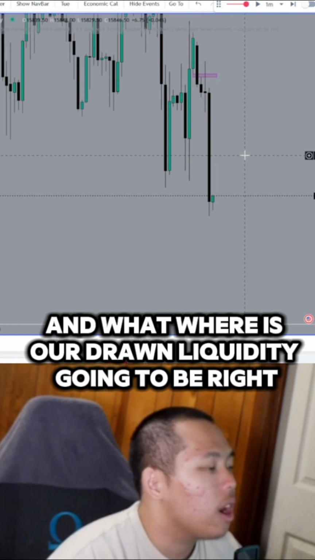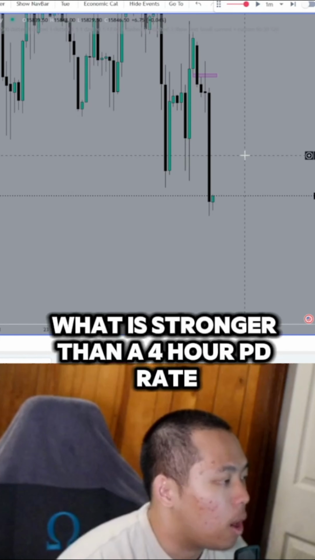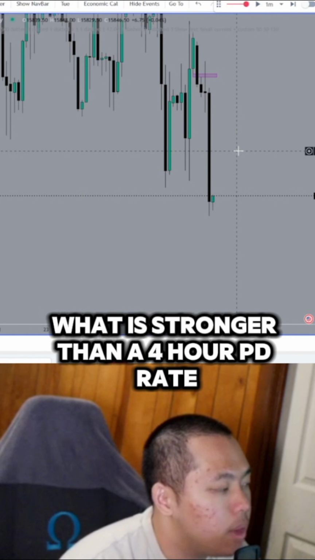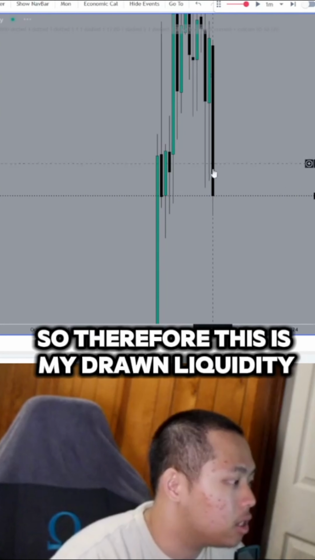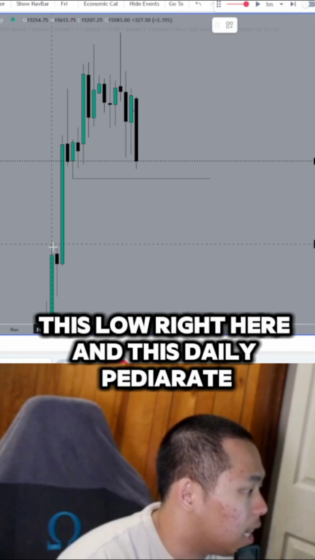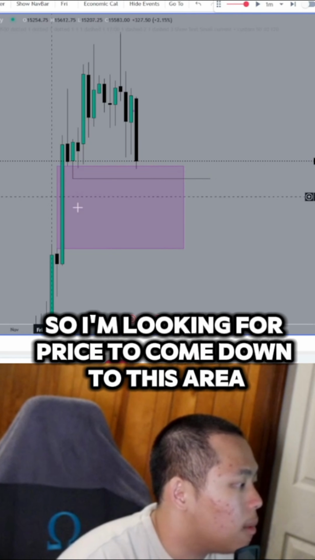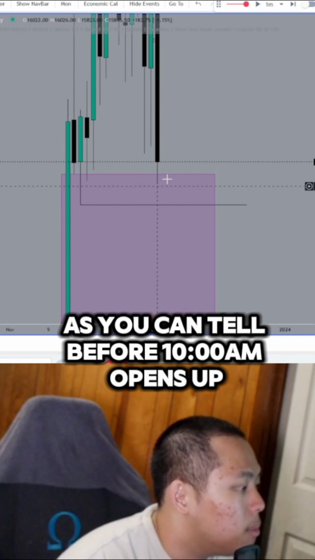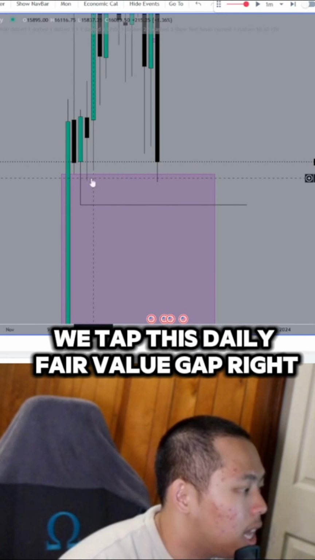And where is our draw on liquidity going to be, right? What is stronger than a 4-hour PD array? A daily fair value gap, right? So therefore, this is my draw on liquidity, this low right here, and this daily PD array. So I'm looking for price to come down to this area. As you can tell, before 10 a.m. opens up, we tap this daily fair value gap, right?